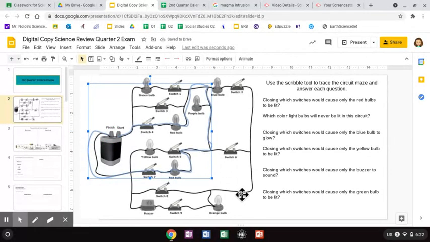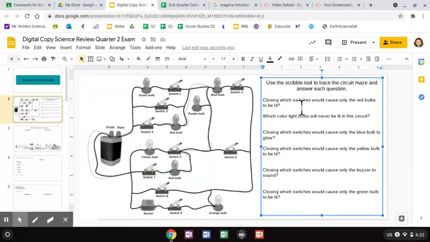So now all I have to do is figure out which switches I used. I used 4, and I used 7. And so that's my answer: I just need to close 4 and 7.